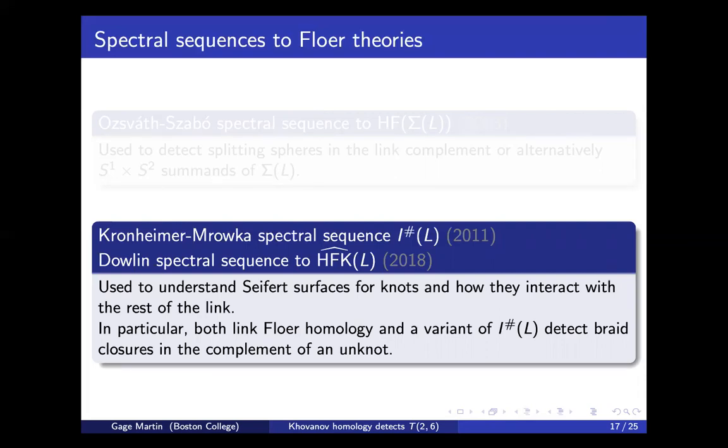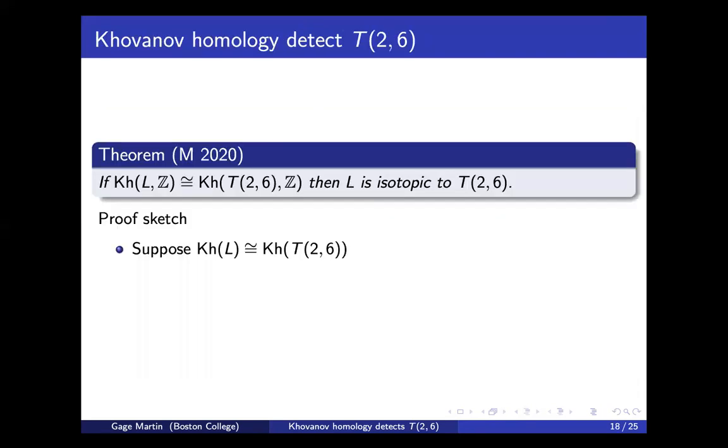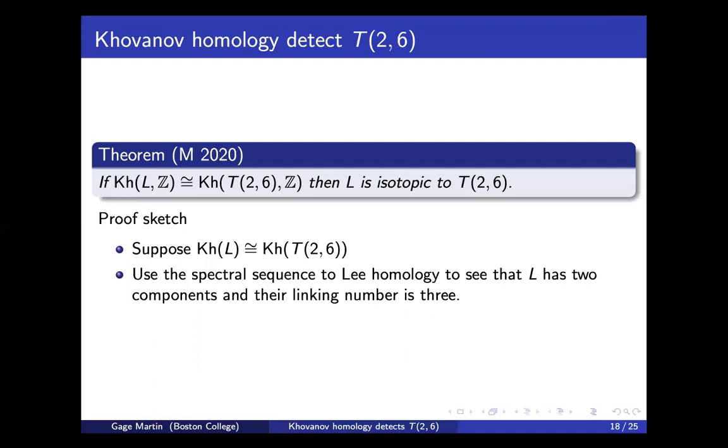So why don't we see how to put some of these tools together to show Khovanov homology detects T(2,6), at least as a sketch of a proof. So we're going to show that if the Khovanov homology of a link L is isomorphic to the Khovanov homology of T(2,6), then L is isotopic to T(2,6). So we can start by assuming that their Khovanov homologies are the same. So then our first step would be we could show, using the spectral sequence to Lee homology, that L has two components, and that the linking number between these components is 3.